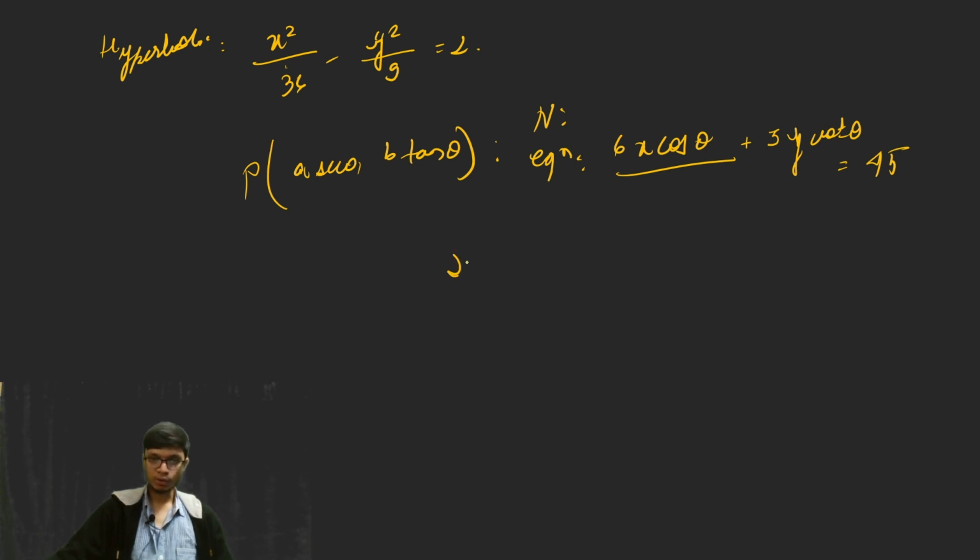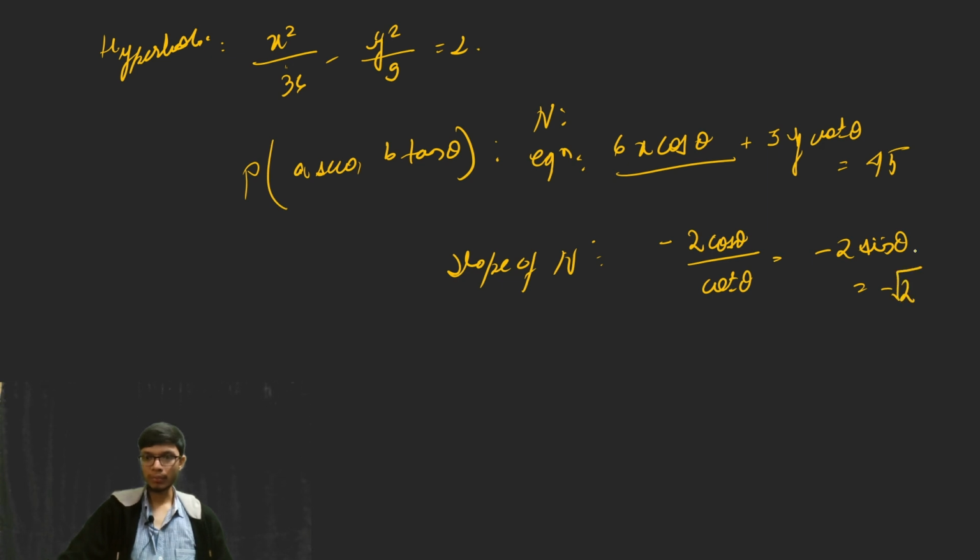And if we see the slope of the normal, it is equal to minus of 2 cos theta by cot theta, that is minus of 2 sin theta, which is given in the problem as minus of root 2. If you solve this, you will get sin theta equal to 1 by root 2, then theta will be equal to 45 degree.